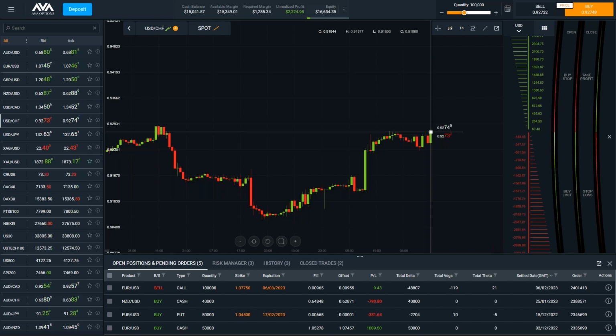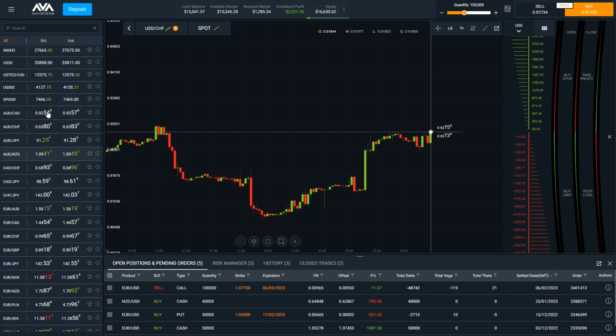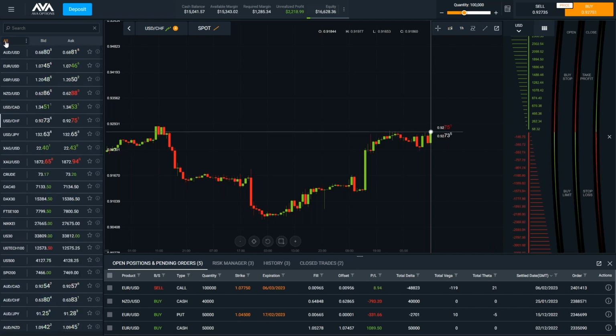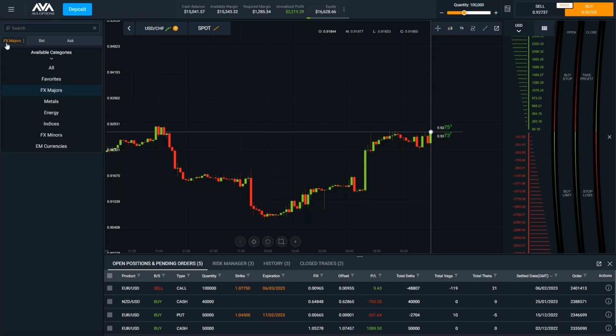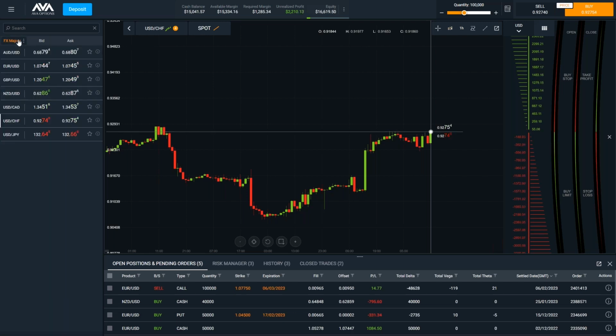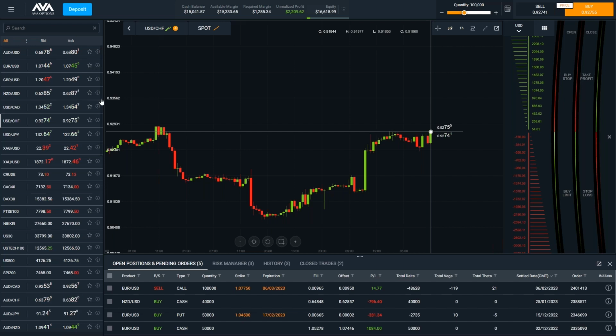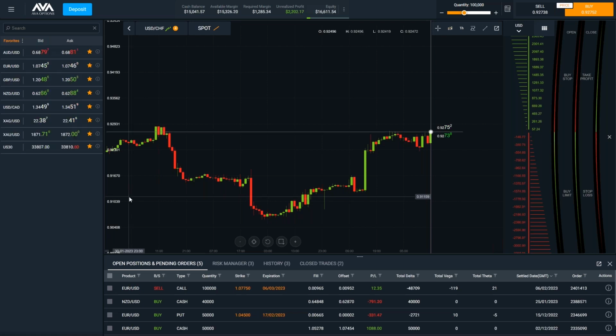On the left side, you see a list of instruments. This is similar to most trading platforms. You can use this orange button to choose specific sets of instruments, like energy. We only have crude there, majors, everything. And you can also select favorites by choosing them with these stars. Anything with a star becomes a favorite. And then I go here and I go to favorites, and it's only showing me those that I've put an asterisk next to.